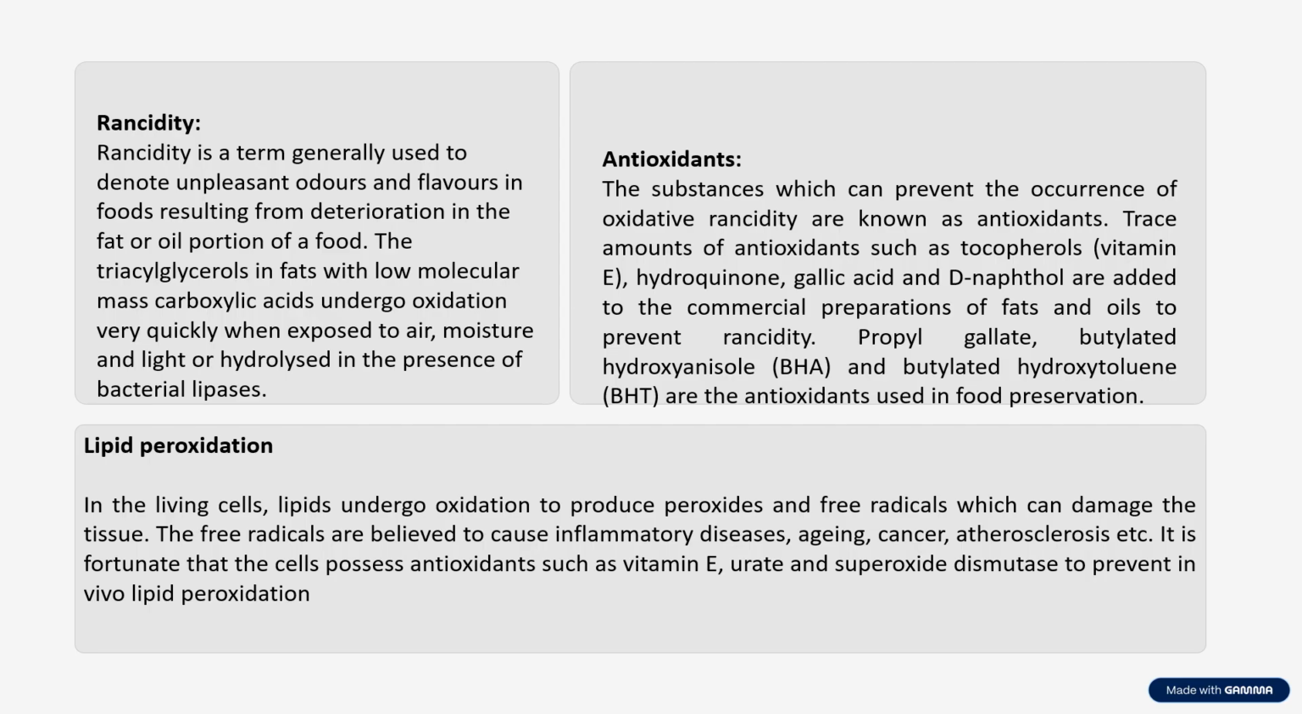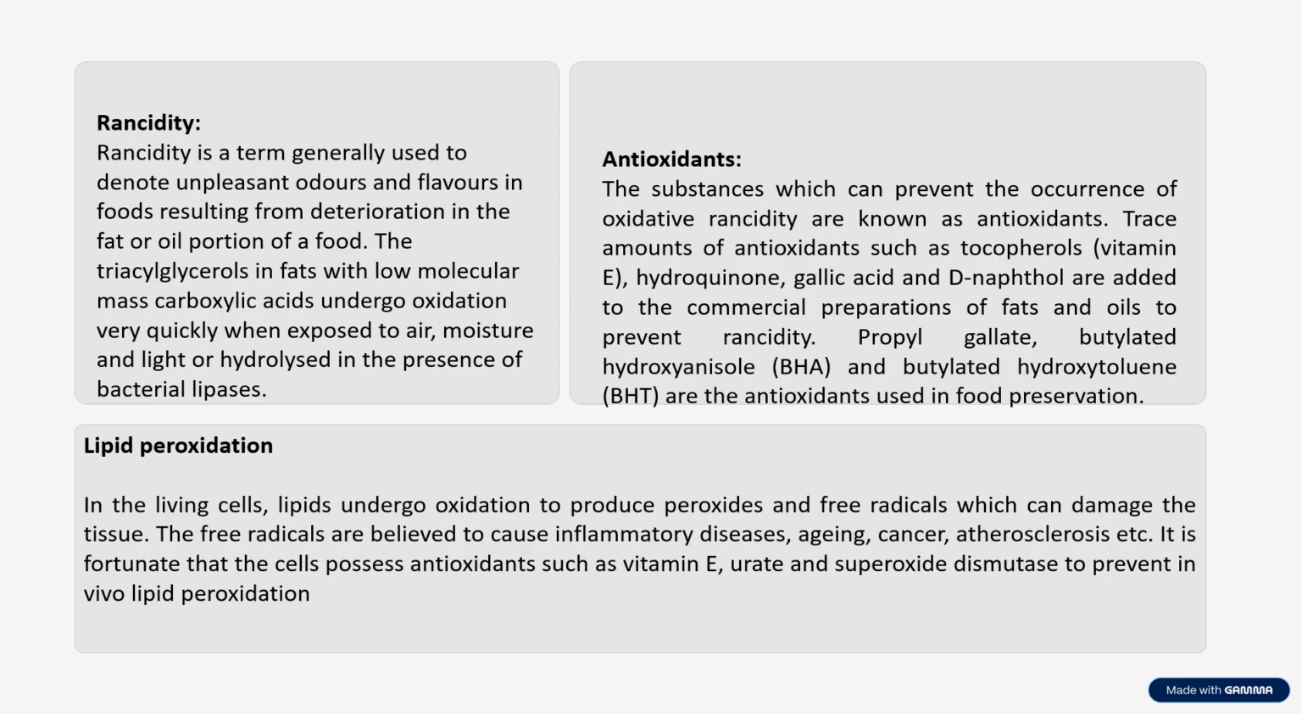The other property of the triacylglycerols concerns antioxidants. The substances which prevent the occurrence of oxidative rancidity are known as antioxidants. Trace amounts of antioxidants such as tocopherols, hydroquinone, gallic acid and alpha-naphthol are added to commercial preparations of fats and oils to prevent rancidity. Propyl gallate, butylated hydroxyanisole and butylated hydroxytoluene are the antioxidants used in food preservation.